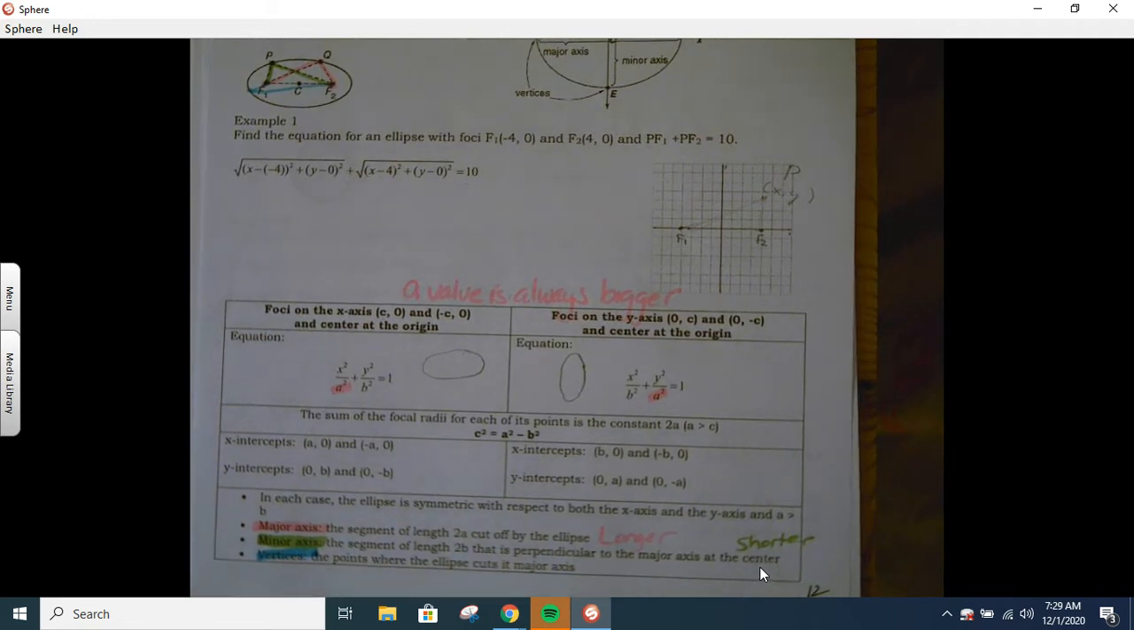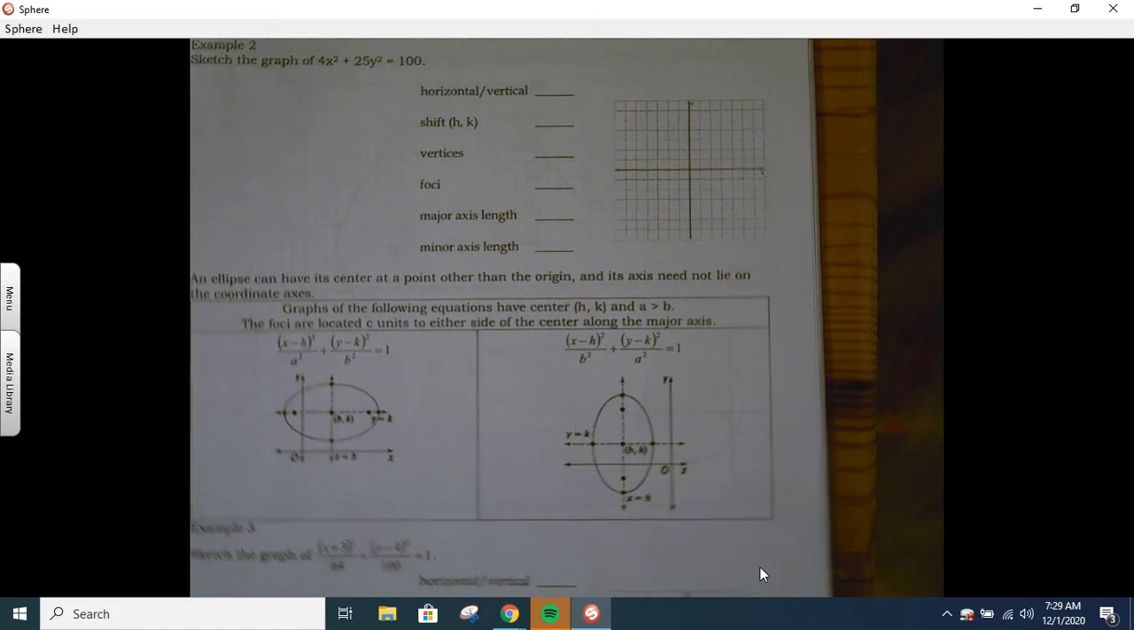And then the vertices are the points where the ellipse cuts its major axis. So when we talked about circles, we would always talk about, okay, what's the center, what's the radius? When we talk about ellipses, we've got a major axis, a minor axis, we've got vertices, we've got more information going on.